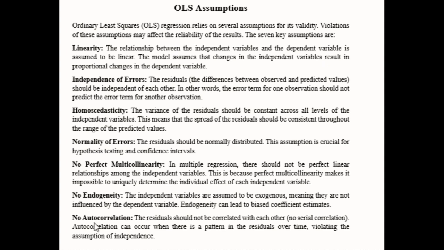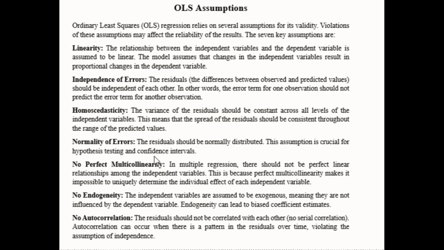No autocorrelation means that the residual or the error term should be independent and they are not correlated with each other. So these are the 7 assumptions of OLS, and we have to check each one of them before concluding our results for our data.